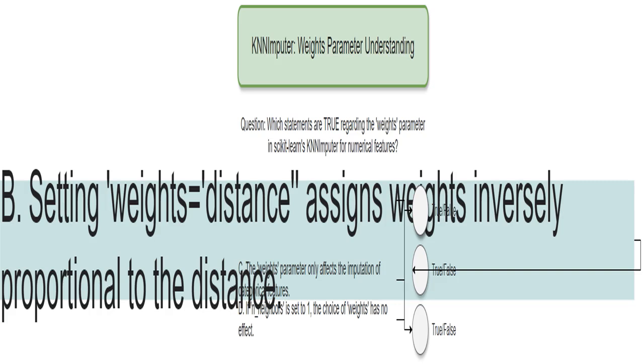Statement B says that using weights equals distance means that closer neighbors have a stronger influence on the average used to impute missing values than further neighbors. I'll check if this aligns with how distance weighting works in KNNImputer.